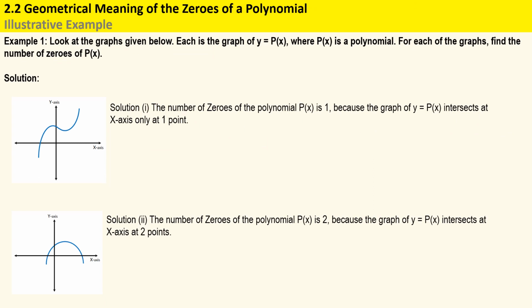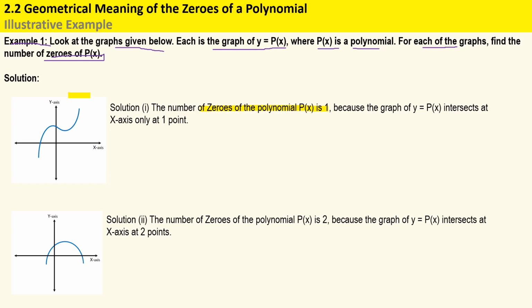Let's now look at example number 1, and this says look at the graphs given below. Each is the graph of y equals p(x), where p(x) is a polynomial, and for each of the graphs find the number of zeros of p(x). So let's start solving this. The first graph given to us is this, and we say that the number of zeros of this polynomial p(x) is 1.